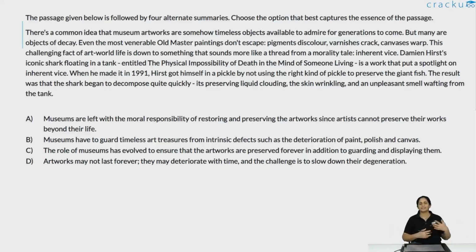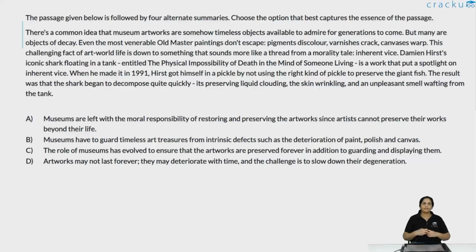So what is being described over here? The basic fact that people think that artworks will last forever, that you have your Mona Lisa, the Mona Lisa will last forever. But that is not true. Even the works of the old masters will not last forever. The pigments will discolor, the varnishes will crack, the canvases will warp. So all artwork has a lifetime as such. They are going to eventually get destroyed. And this eventual degeneration of artwork is called by the term inherent vice.